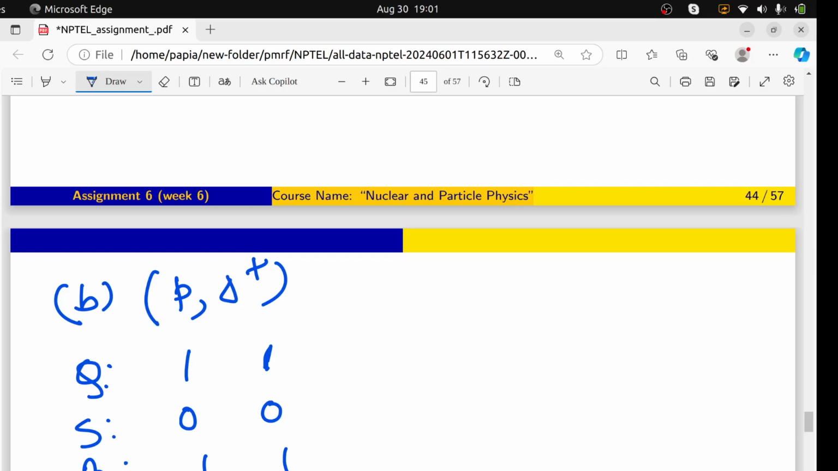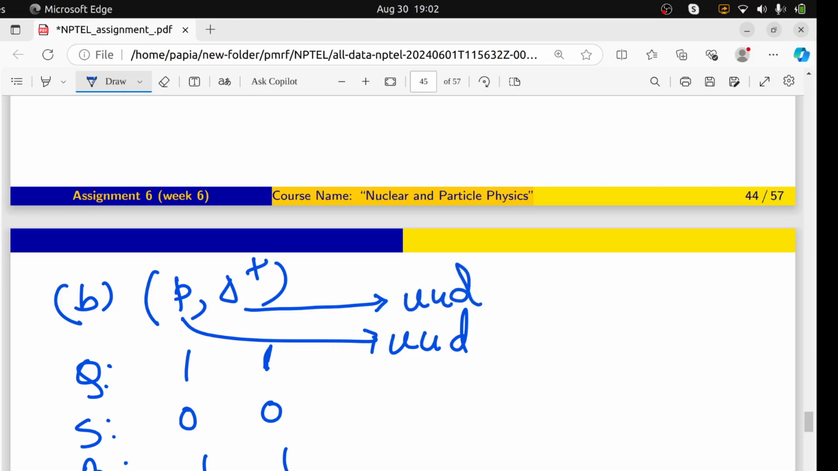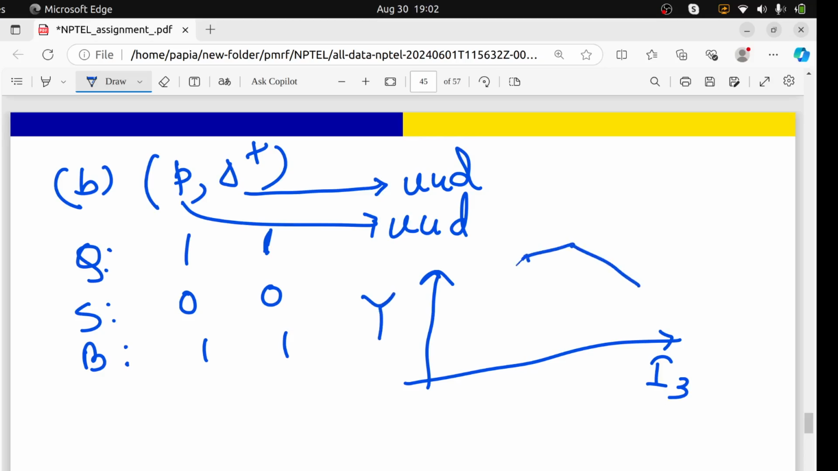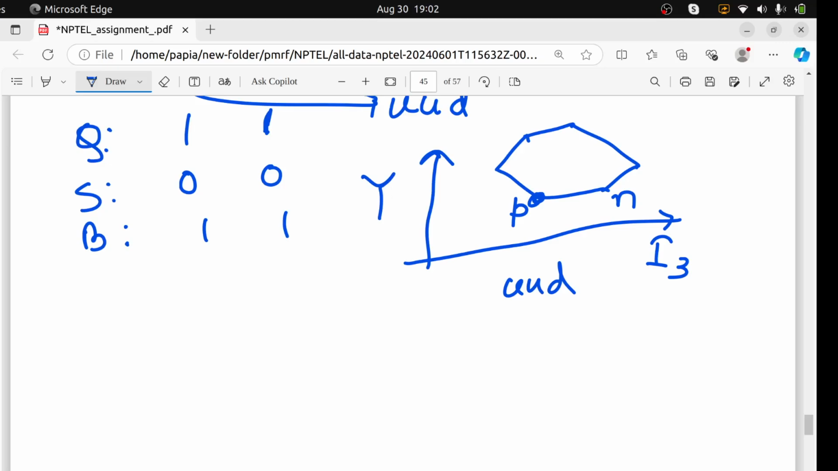Now coming to the quark content. For P, the quark content is UUD. We all know these things. UUD is the proton and UDD is the neutron. For delta plus, the quark content is also UUD. How can we say that? We can say from the I3 Y plot I told you about. For the octet case it is like P and N. So P is UUD.